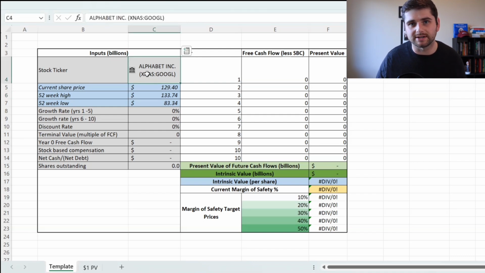So I've set up an Excel template to walk through that process here, and essentially the data input is just going to be in the gray sections here. So firstly, I've just typed in GOOGL as the stock we're going to be looking at.